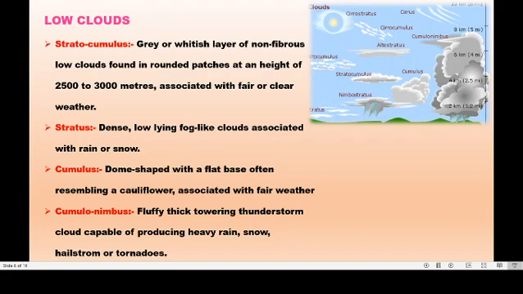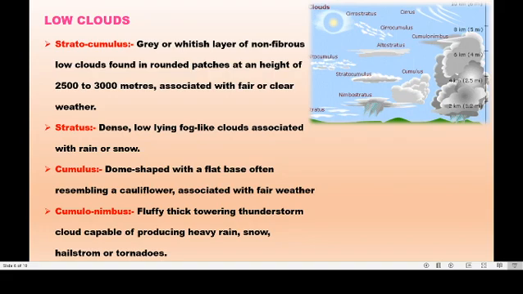The next cloud is stratocumulus. All these low clouds have the possibility of giving rainfall, and particularly stratocumulus are non-fibrous low clouds found in rounded patches. You could see when we draw the diagram, we always put rounded patches, isn't it, my dear students? When we draw a cloud in a diagram, we just make an arc curve in a banded shape, and such clouds are known as stratocumulus, which looks like banded patches of a round banded sky. It appears between 2500 to 3000 meters and is associated with fair or clear weather conditions.